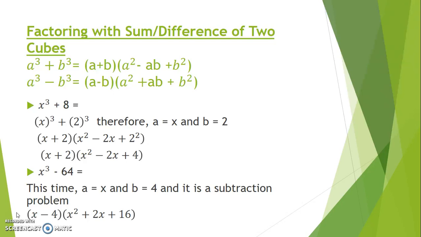And as you can see, these two equations are real similar. The only difference is the sign changes. All right, so the cube root of 64, or 4 times 4 times 4, is 64. So that's why I put x minus 4, and then x squared plus 4x plus 16. All right, because 4 squared is 16.